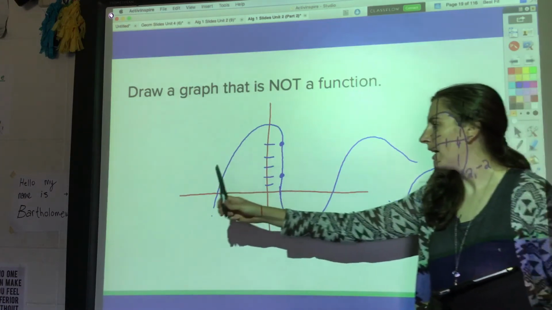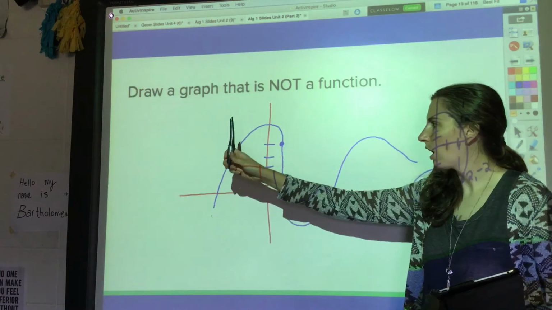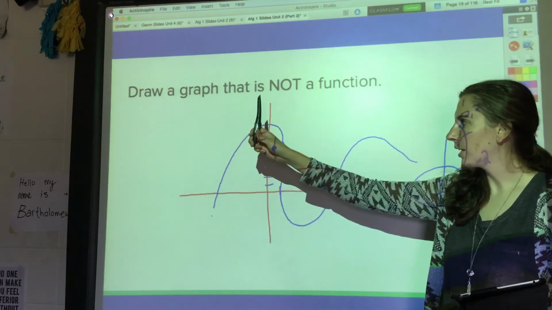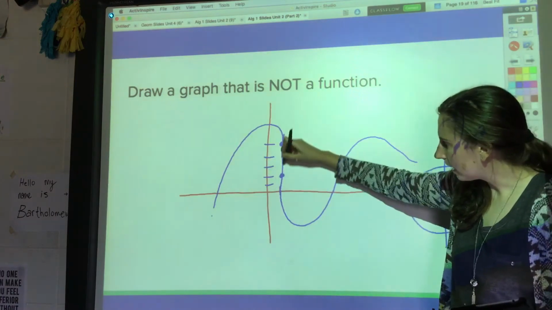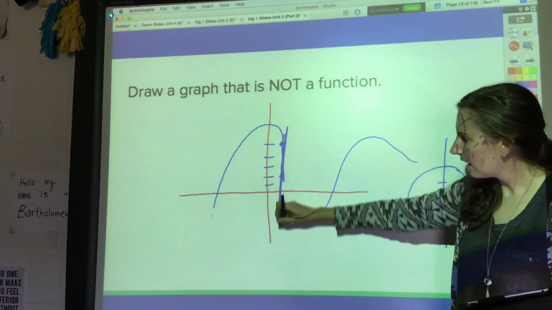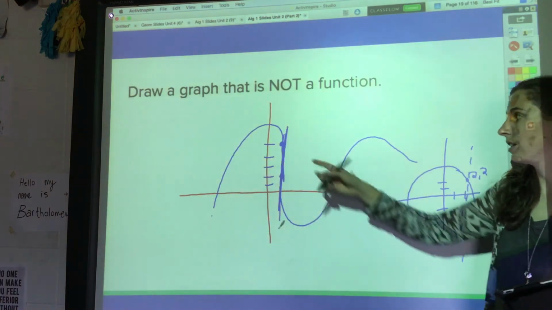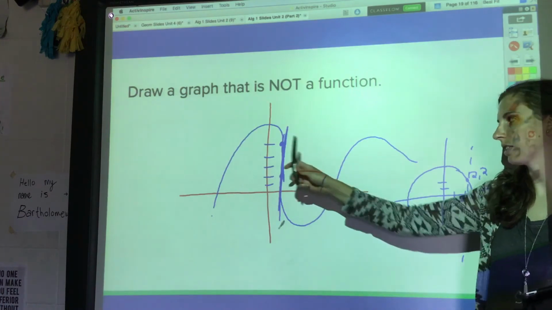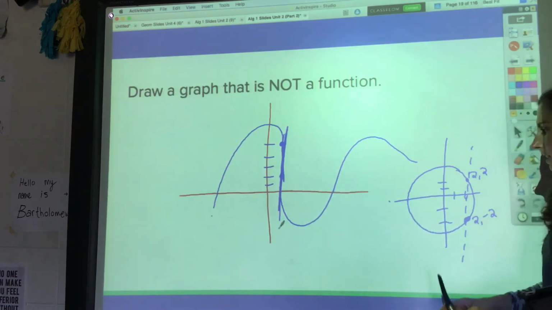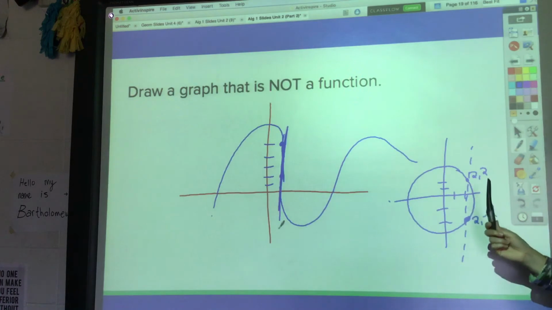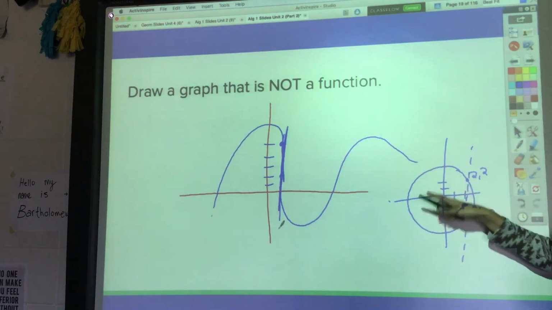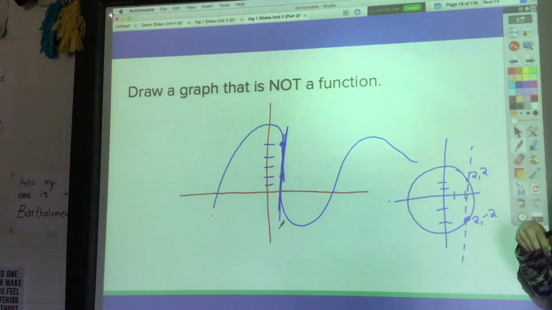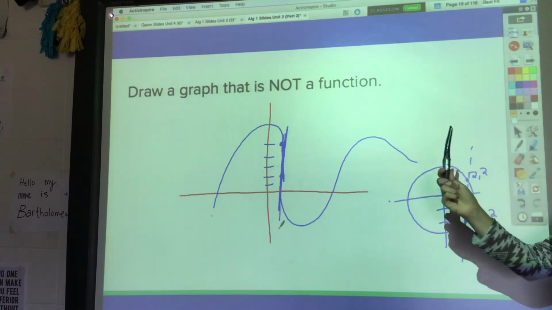For example, it's all good all along here because I'm just hitting 1 point at a time, but as soon as I get to right there, see how I hit all of these points? And so that is not a function because it doesn't pass the vertical line test. Same thing here on this circle. See how I'm hitting 2 points at once? I'm not allowed to have 2 outputs for the same input. And so this does not pass the vertical line test.